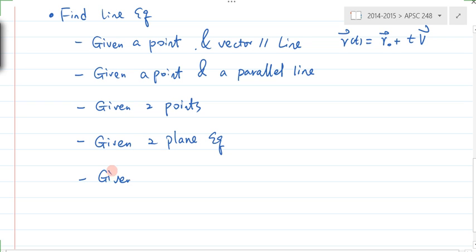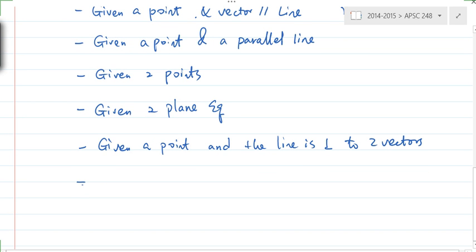Or you're given a point, and the line is perpendicular to 2 vectors. So the question says the line passes through a certain point, and the line is perpendicular to 2 vectors. That's actually one of the assignment kinds of questions.